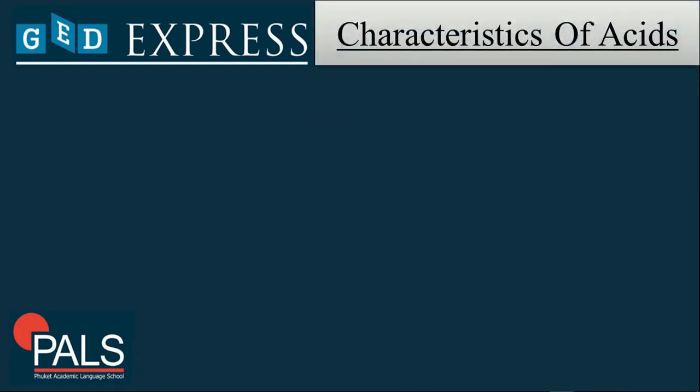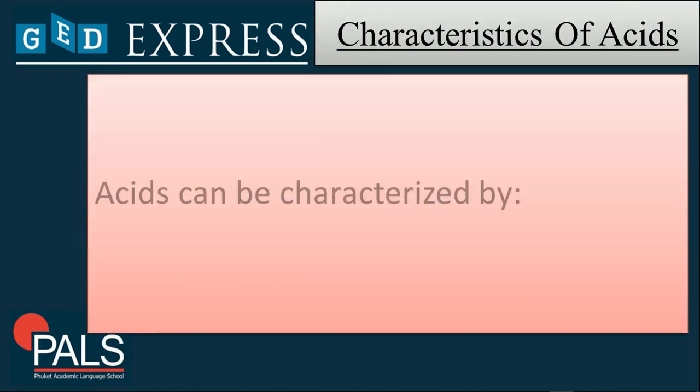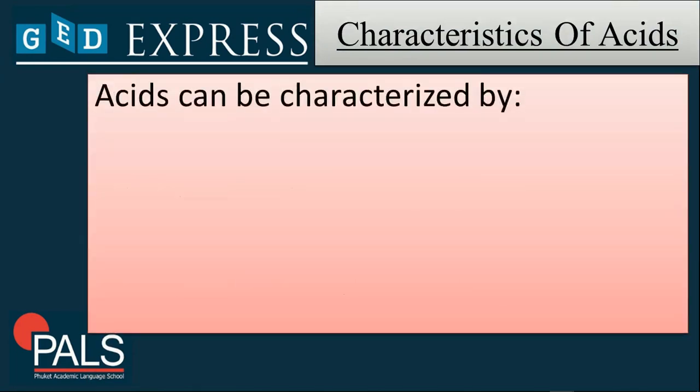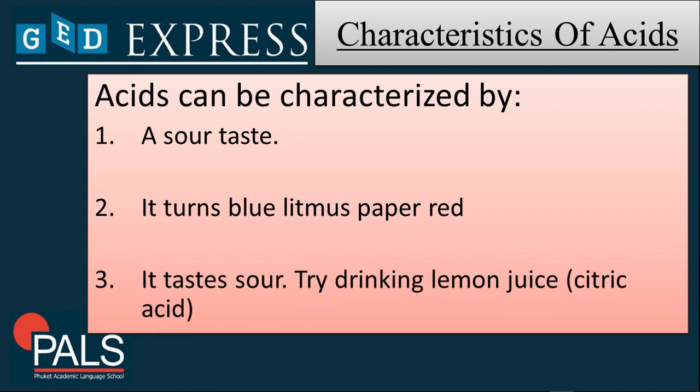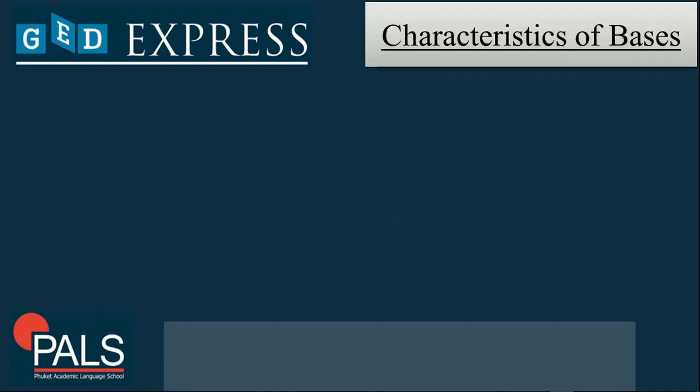Now, for the characteristics of acids, generally they are characterized as sour in taste, and they turn blue litmus paper to red. Litmus paper is an indicator which will identify if a certain substance is acidic or basic. And again, it tastes sour. For example, if you try drinking lemon juice, that is an example of a citric acid.